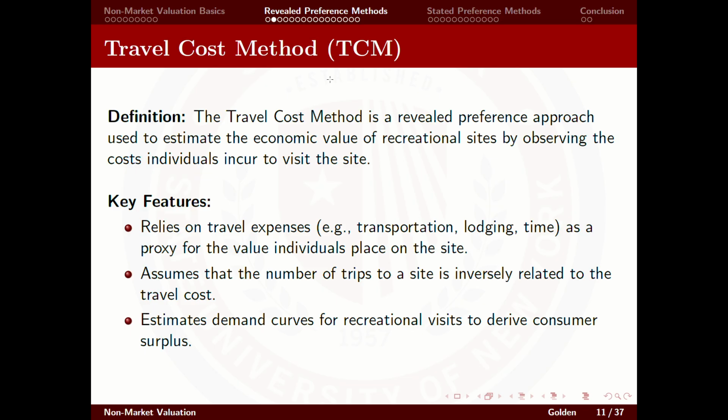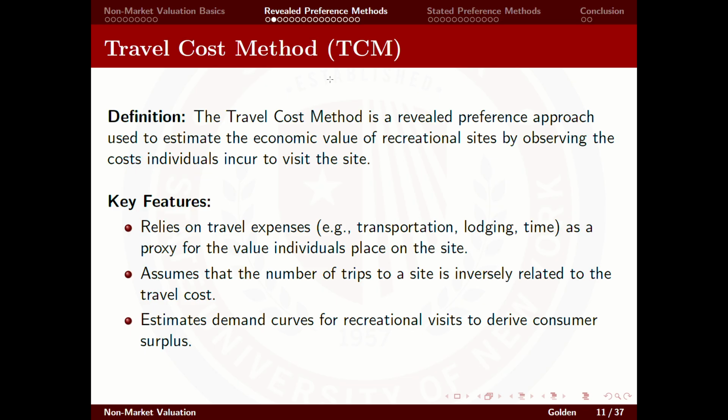So the travel cost method is the first revealed preference method we'll talk about today. It reveals preference through the economic value of recreational sites by observing how much cost people incur to visit the site. So you're looking at how far people are willing to go to visit Yellowstone, how much they are willing to pay to go to Yellowstone. That tells you a little bit about how valuable Yellowstone is, because this is a proxy for the value individuals place in the site.